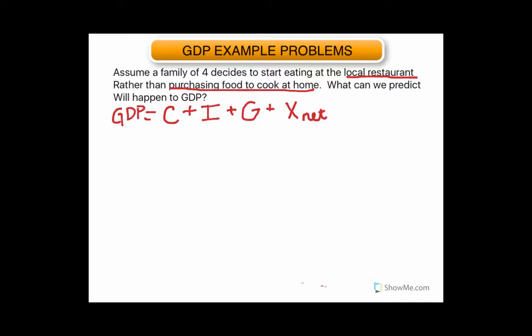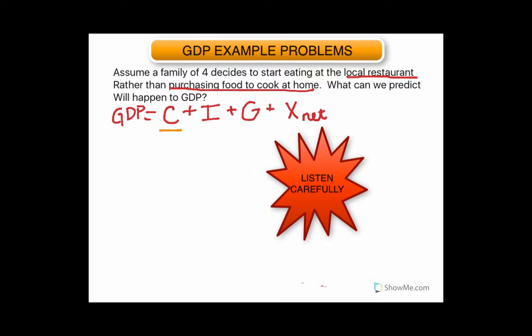All right, and so we already stated that this was going to be a consumption question, so I'm going to go ahead and focus on the C variable in this equation. All right, so their original scenario in which they were purchasing food to cook at home. Well, how is this incorporated into our equation for GDP? Well, when we purchase food to cook at home, we are increasing our consumption by buying groceries from the store.